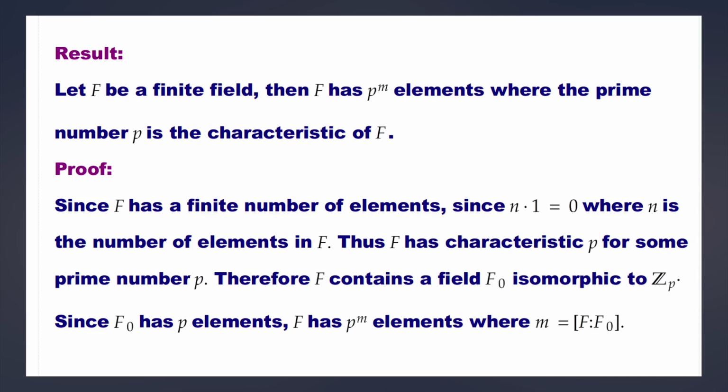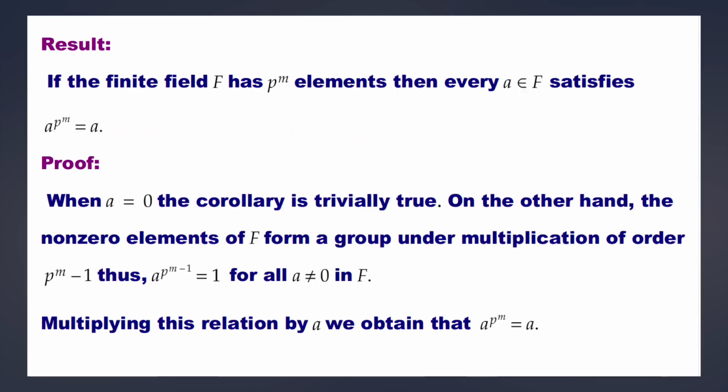Let F be a finite field. Then F has p^m elements, where the prime number p is the characteristic of F. The proof: since F has a finite number of elements, and since n times 1 equals 0, where n is the number of elements in F, F has characteristic p for some prime number p. Therefore, F contains a field F0 isomorphic to Z_p. Since F0 has p elements, F has p^m elements, where m is equal to the dimension of F over F0. Let's see one more result.